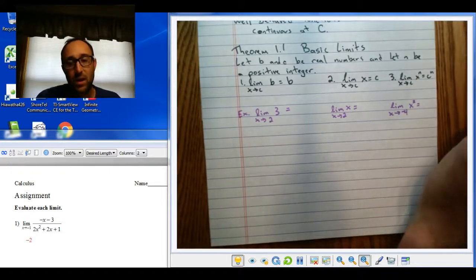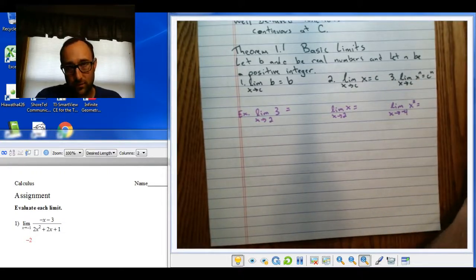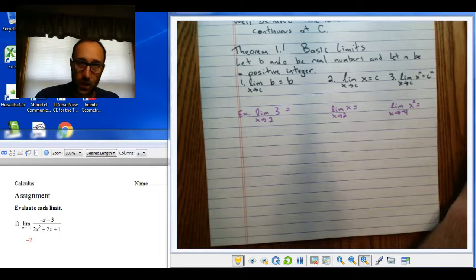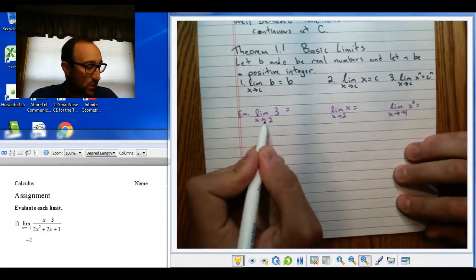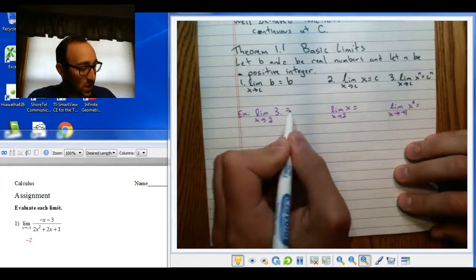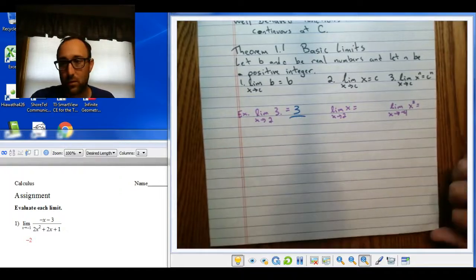It's kind of like evaluating. Remember in Algebra 1 we said evaluate when x is 4, and you'd plug in 4 for x and then get an answer. That's what we're doing here, right? So I'm going to plug in 2 for every x that I see. I don't see any x's, so this is just going to be 3.